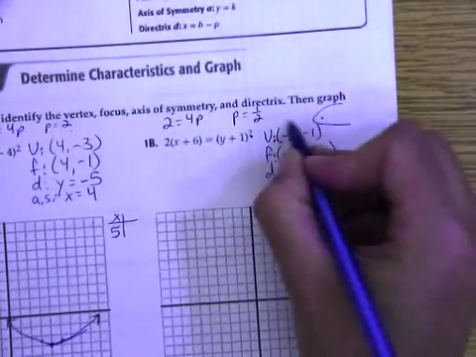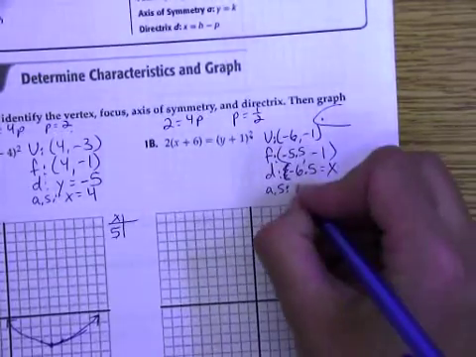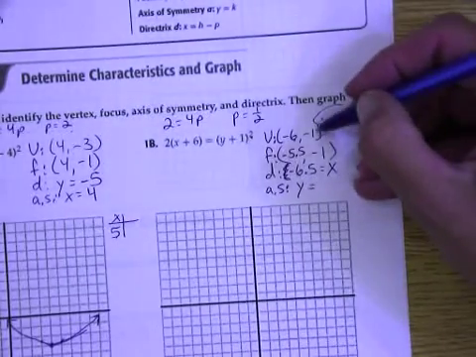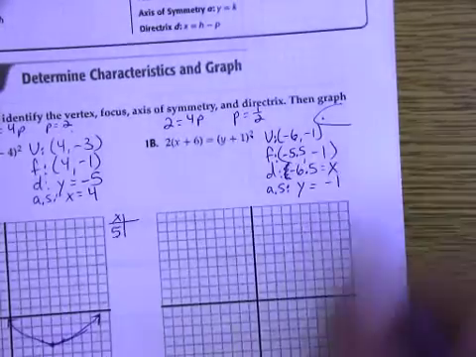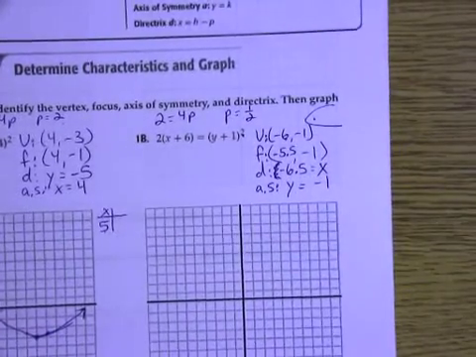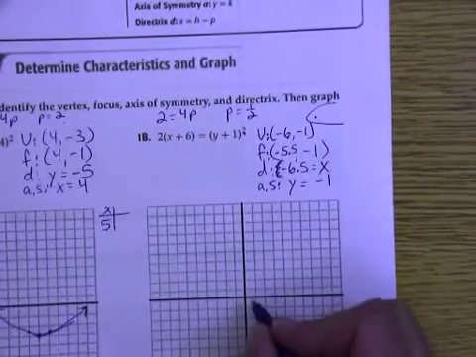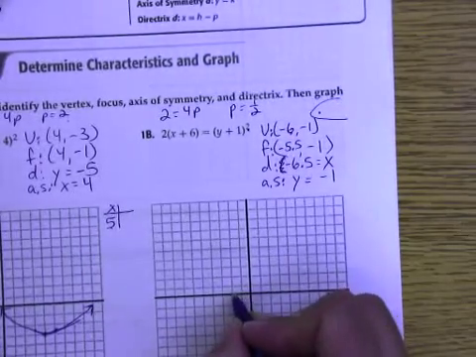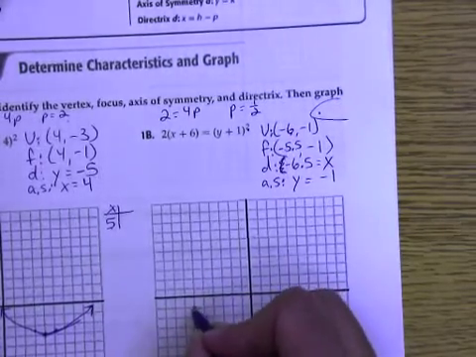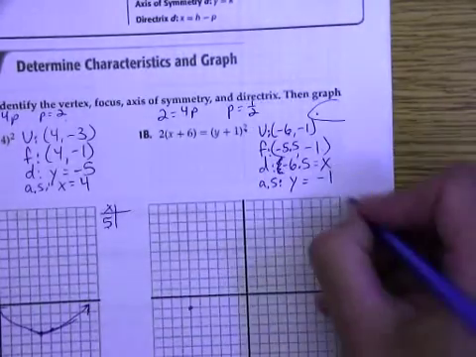Equals, it's a vertical line, so that's x. And then what else do I need? Axis of symmetry. That's going to be a horizontal line, so it'll be y equals, and again, notice how the y coordinates of the vertex and the focus are the same. That's the number that y equals for my axis of symmetry.